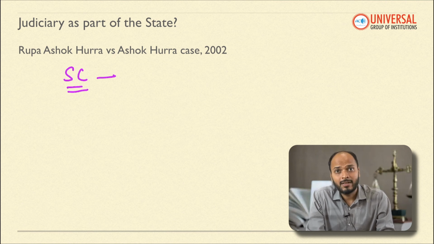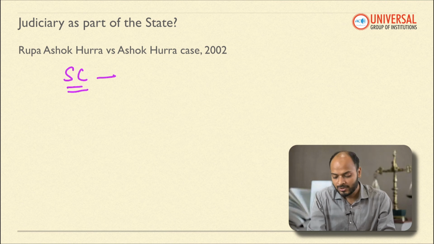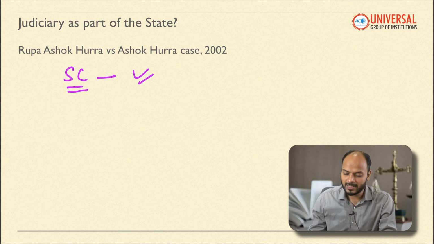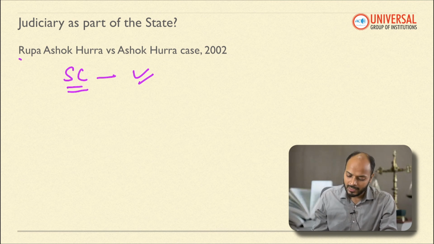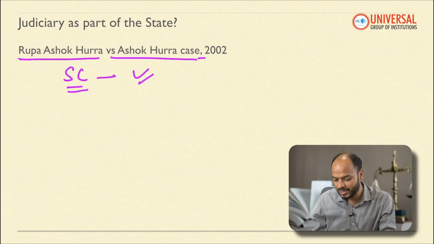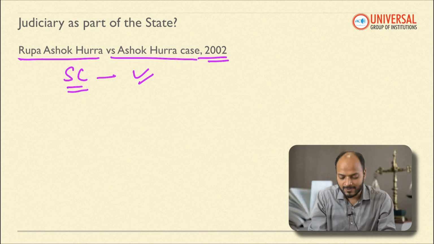So state shall not violate. Even if state violates, the people will have a remedy to approach the judiciary, and the judiciary will make sure that those rights are protected. So judiciary basically is a protector of rights of citizens, not a violator, right? And hence judiciary shall not be considered as part of the definition of state under Article 12. That is what the Supreme Court has said, that judiciary is not part of state only for the purpose of Article 12, right? But the Supreme Court in Rupa Ashok Khurra versus Ashok Khurra case 2002 has further elaborated.